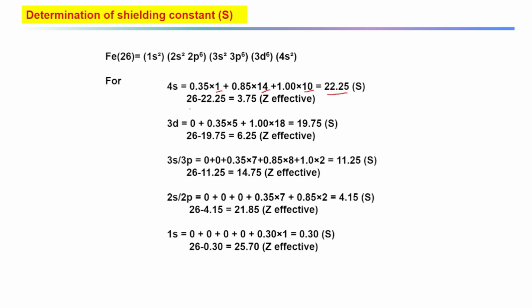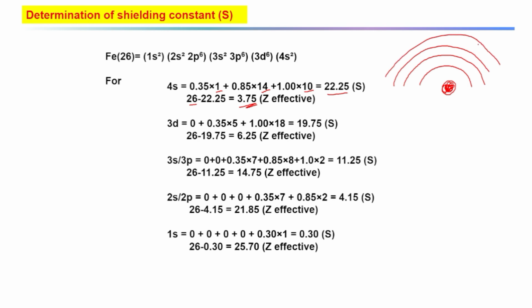Now our atomic number is 26, so Z is 26, and if we do Z minus S, we will get Z effective to be 3.75. So 3.75 is the Z effective for these 4s electrons. Originally in iron, if this is the nucleus, we have 26 protons. After that we have the different shells, 1s 2s 2p 3s 3p 3d 4s. So we have all these electrons.